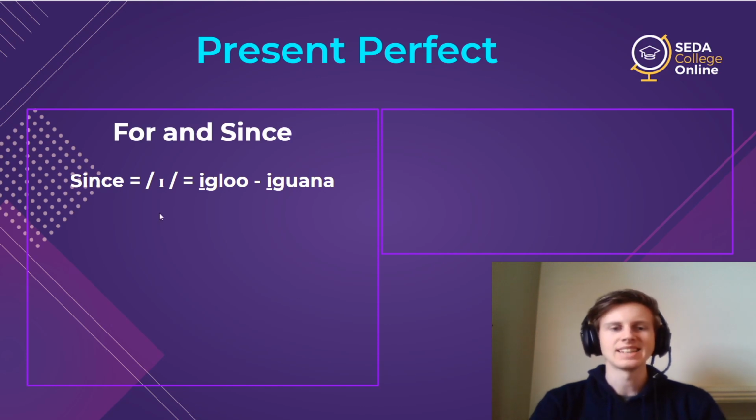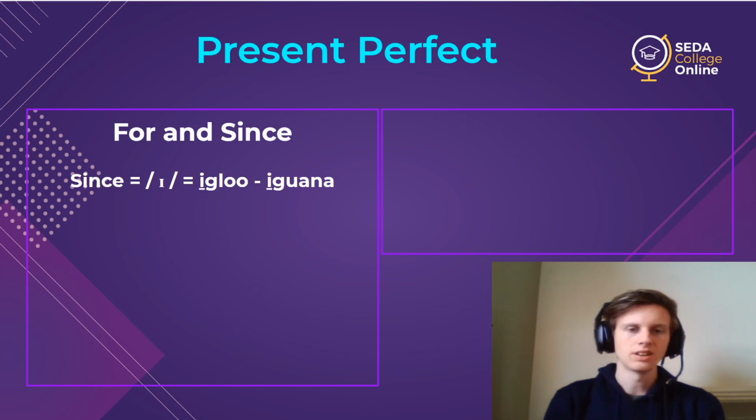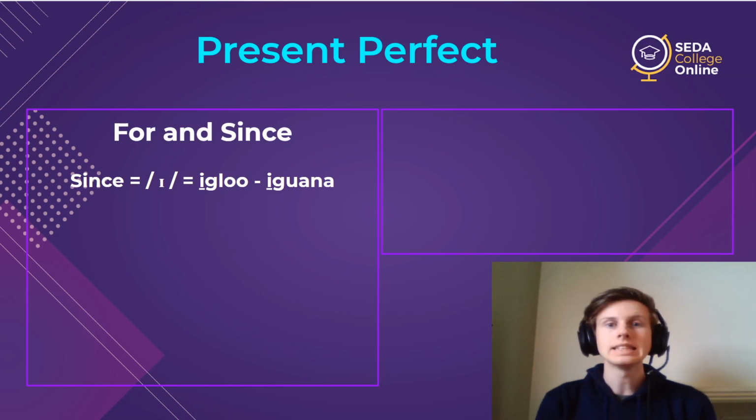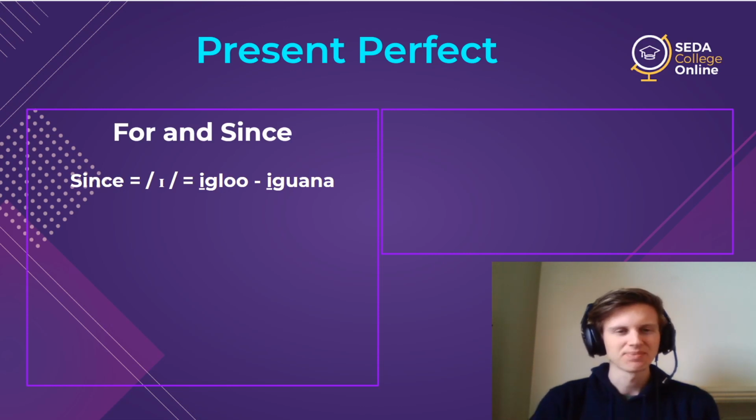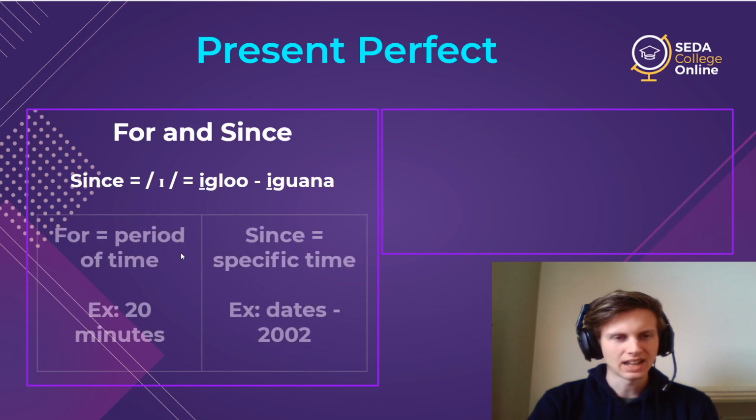This word has an I sound represented by this symbol, if we talk about phonetics. This symbol is the same sound as the I in igloo or iguana. So it's the same sound. Igloo, iguana, since. So please be very careful with this pronunciation. Always try to remember since. So let's say that all together, everyone. Since. Okay.